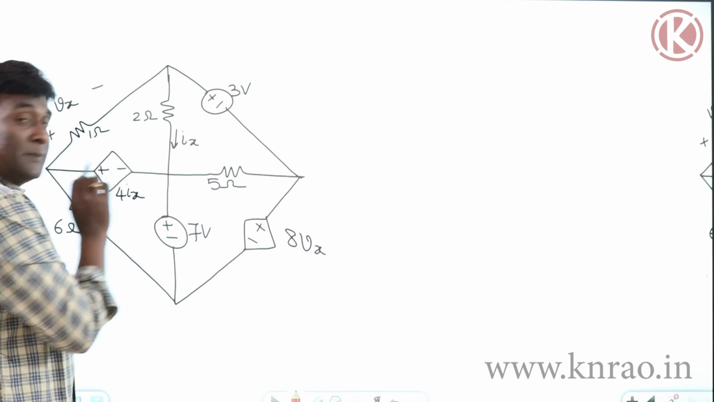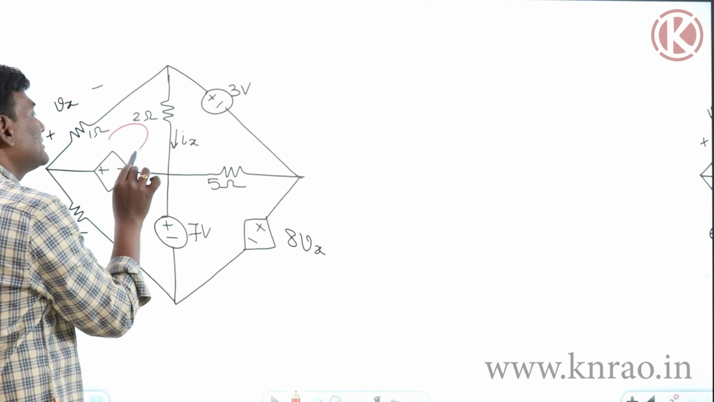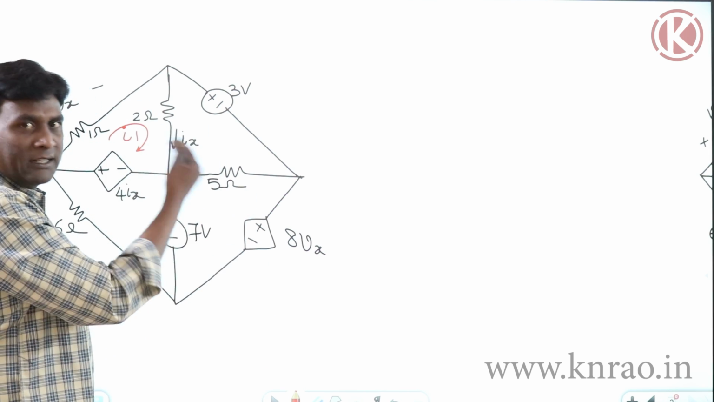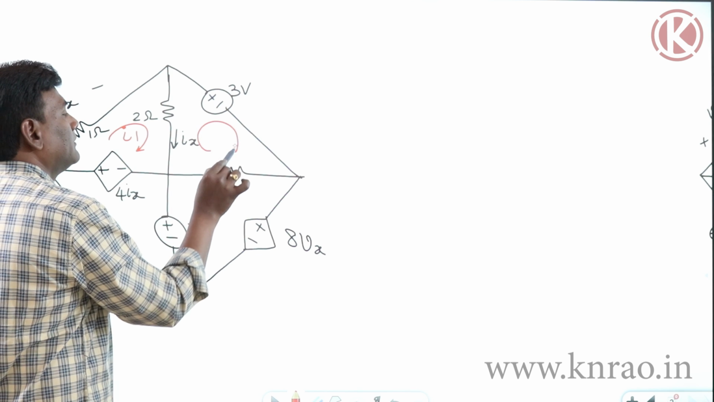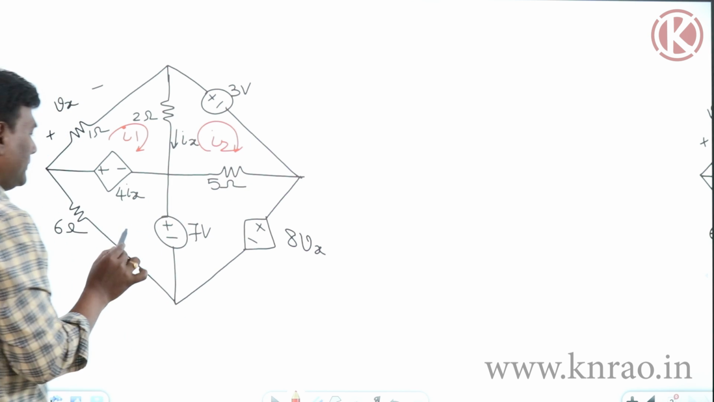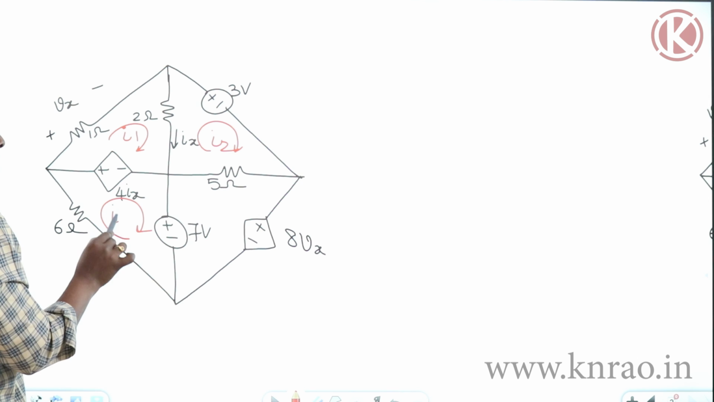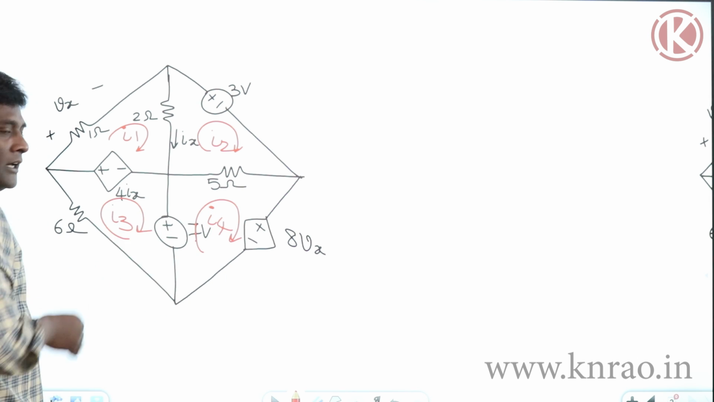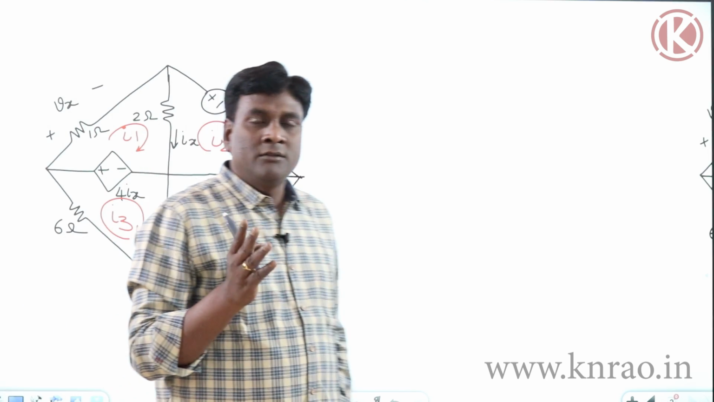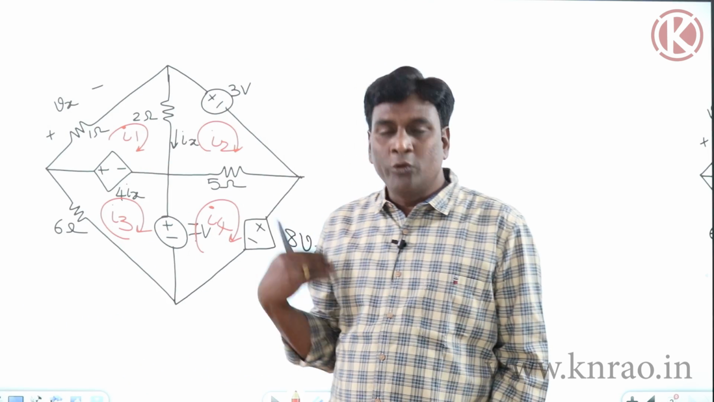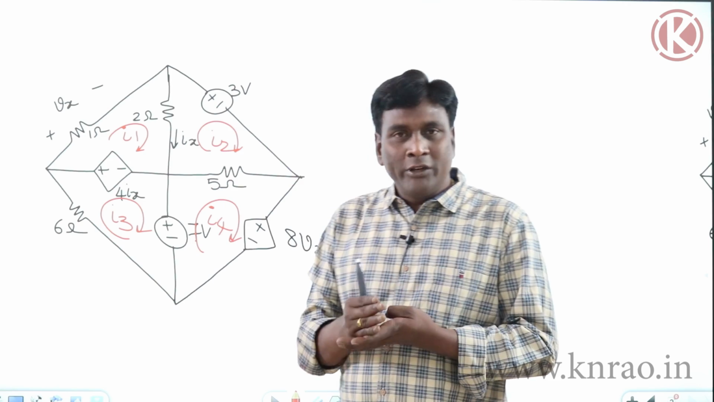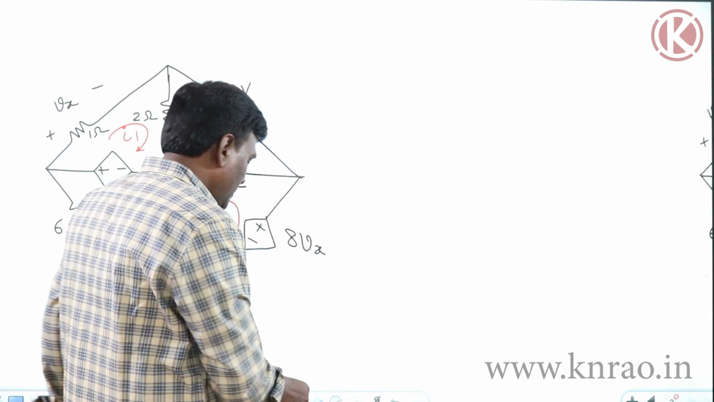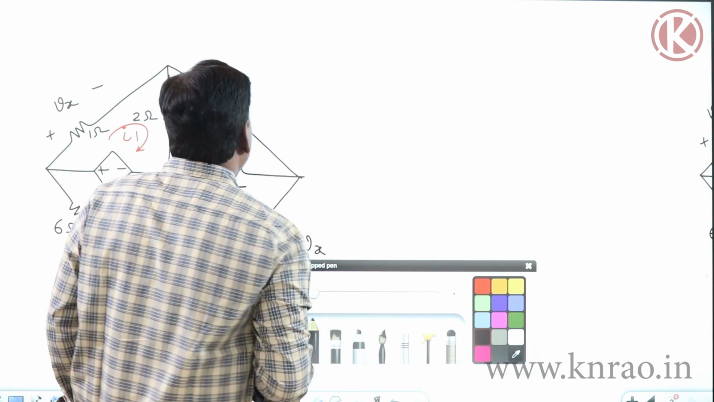In this mesh analysis, how many meshes are there? I1, I2, I3 and I4. Of course, all currents can be taken in this direction or in that direction, it doesn't matter. Now 4 unknowns are there, so we should be able to write 4 equations such that by using 4 equations the 4 unknowns can be solved. That is going to be mathematics. Now let us try to write it down.